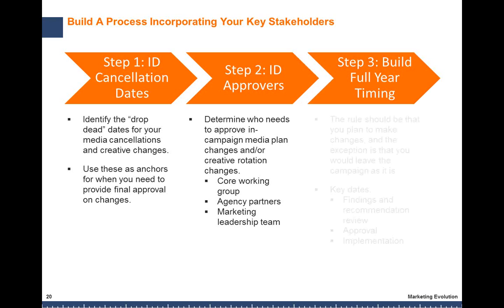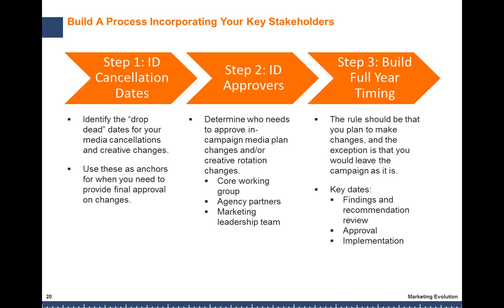Then the final piece is once you know who needs to be involved and you know the dates, it's really a matter of working backwards, which is to say, if we need to make our changes by this date, we know the people who are going to need to approve those changes. How long and when should we put those dates on the calendars for getting our data and analytics? And that might just be even 2 or 3 steps. So what is the findings recommendation review?